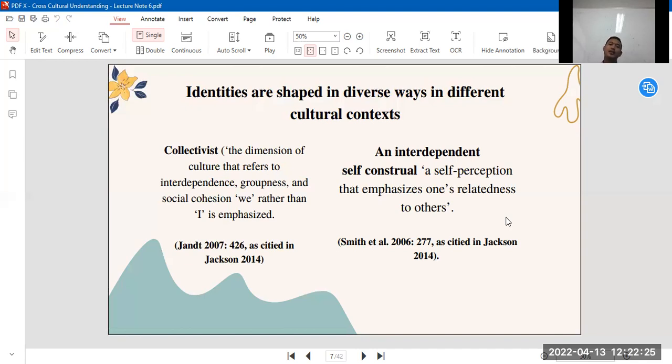And an interdependent self-construct here is a self-perception that emphasizes one's relatedness to others. We as social beings, human beings, we need each other. We live together as a group, as a family, and so on and so forth. So some people might prefer to build collectivism, some might prefer to have individualism, and so on and so forth.